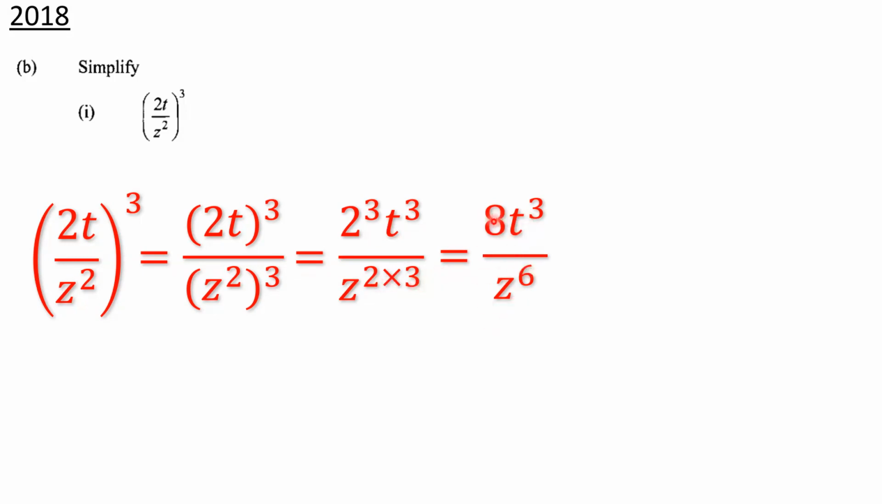And so our answer here is 8t to the third power, all divided by 7, all divided by z to the 6th power. And that's our answer. Okay, the next question here, we have 3p divided by 7 minus 5p all over 14.